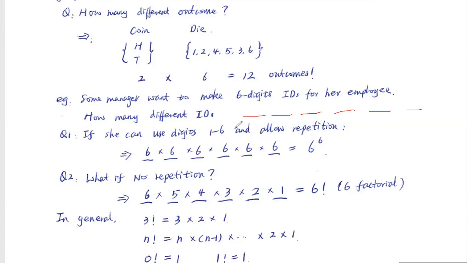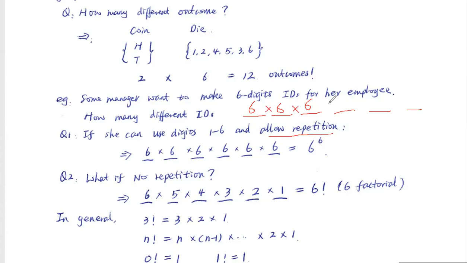The manager can use the digits 1, 2, 3, 4, 5, 6, and allow repetition. How many choices for the first digit? We can choose 1 out of those 6, so 6 choices. How many choices for the second one? We can choose 1 out of those 6 because they allow repetition, also 6. How many choices for the third one? The same. You see, we simply multiply them together.